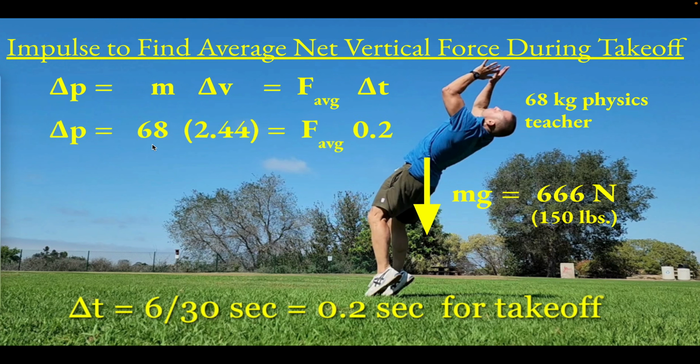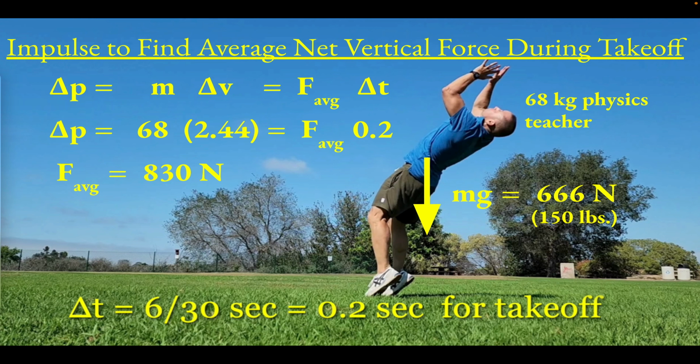Also putting in my mass of 68 kilos, my alleged delta V of 2.44 meters per second, I can set that equal to the average upward force times 0.2 seconds, which was the time in which my feet were in contact with the ground as I was taking off. And we find that the average vertical force then is 830 newtons upward.